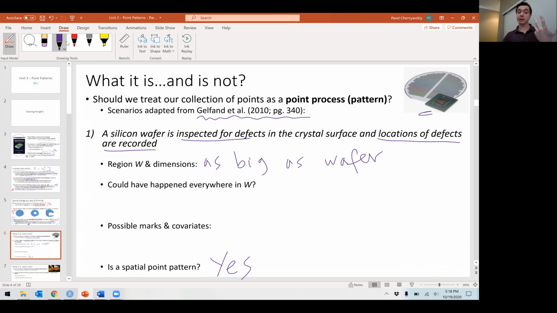These defects could have happened anywhere on our wafers, but they are concentrated in this corner because the machine that manufactures them is messed up in some way. Yes, they could have happened anywhere, and that's the assumption that we're making. That's a reasonable assumption.